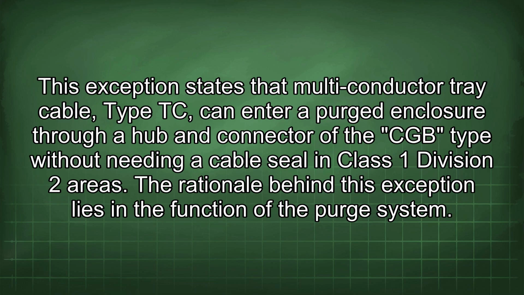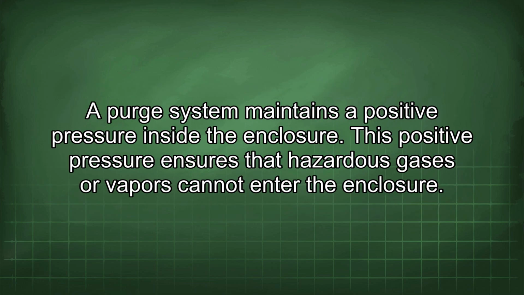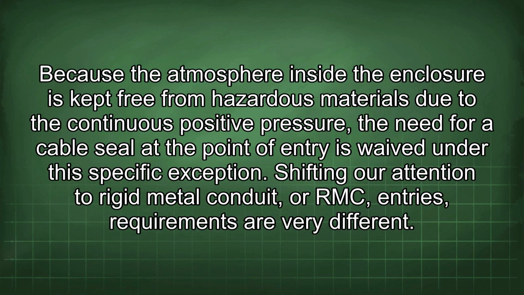The rationale behind this exception lies in the function of the purge system. A purge system maintains a positive pressure inside the enclosure. This positive pressure ensures that hazardous gases or vapors cannot enter the enclosure. Because the atmosphere inside the enclosure is kept free from hazardous materials due to the continuous positive pressure, the need for a cable seal at the point of entry is waived under this specific exception.